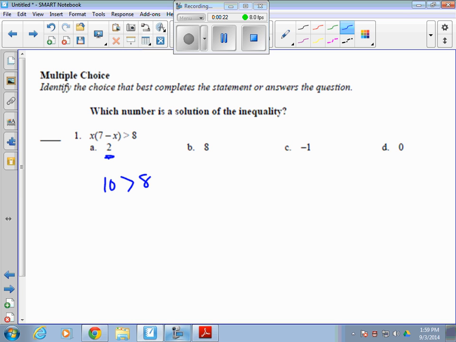That's a true statement. The next one, 8 times 7 minus 8. 7 minus 8 is a negative 1 times 8. That's going to give you something that's a negative number. Negative 1, 7 minus a negative 1 is going to be 7 plus 1, which is 8. But then it multiplies by a negative, so it comes back to being a negative value. And then 0 minus 7 is 0 when you multiply that by 7. So all of these don't work. The only one that does work when you plug in is 2.